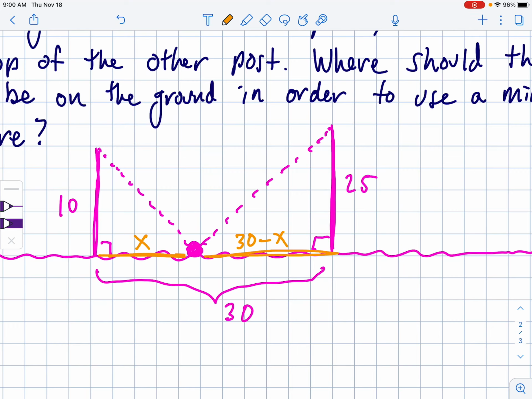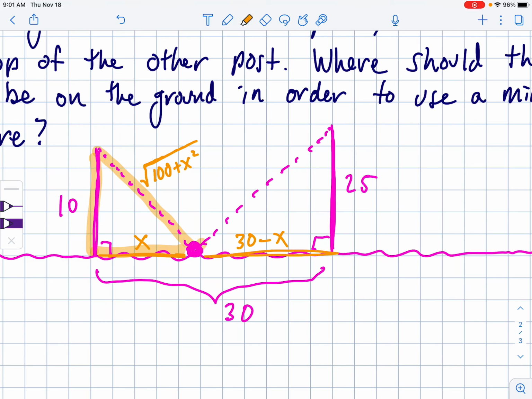Now using a little bit of good old Pythagorean Theorem, which is a squared plus b squared equals c squared, which means this side squared plus this side squared equals this side squared. If you do x squared plus 10 squared equals that side squared, you can square root to figure out what the hypotenuse is. So this side is the square root of 100 plus x squared.